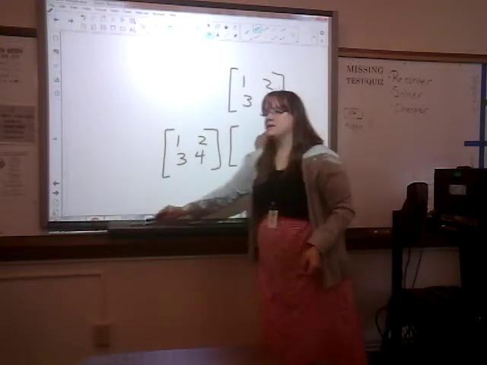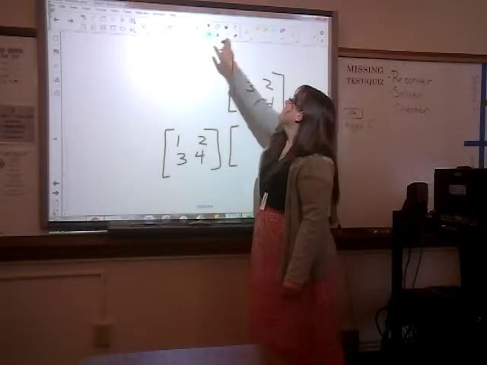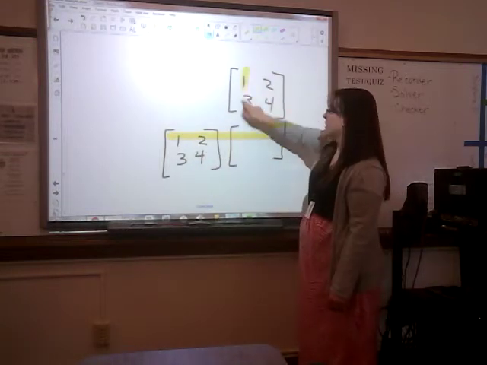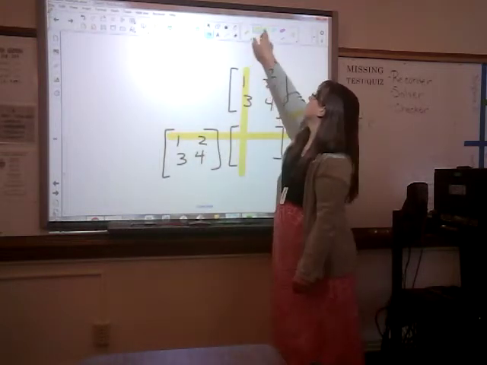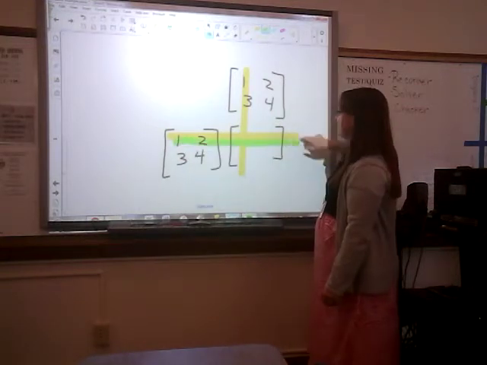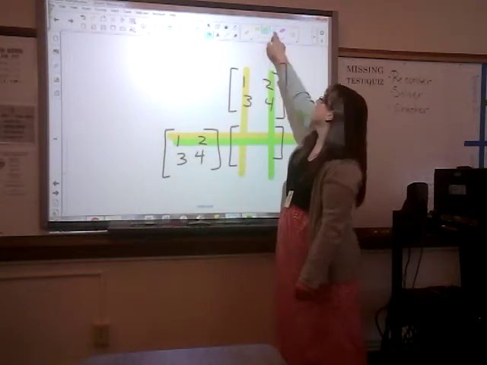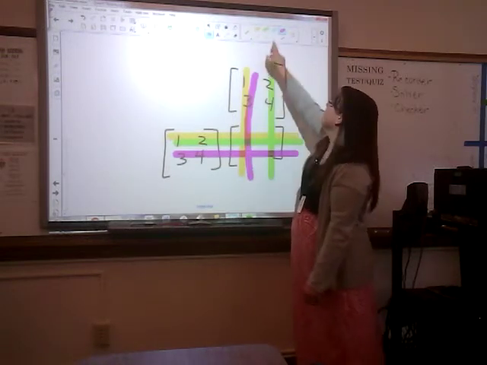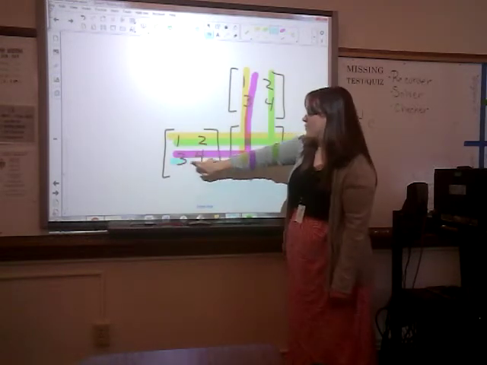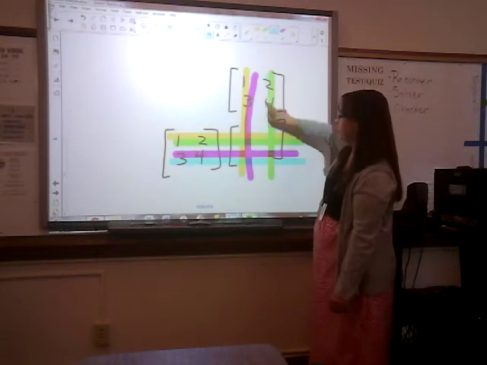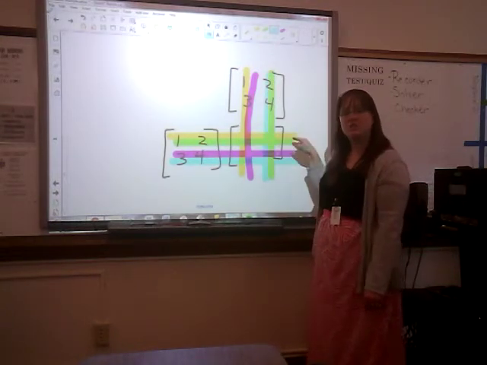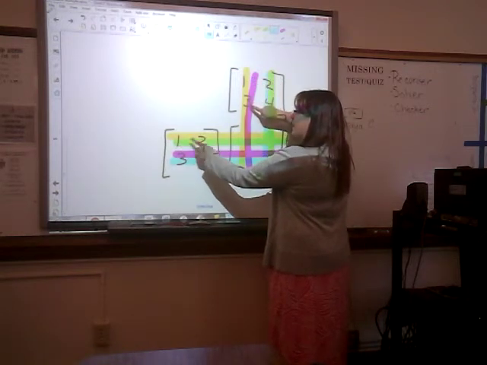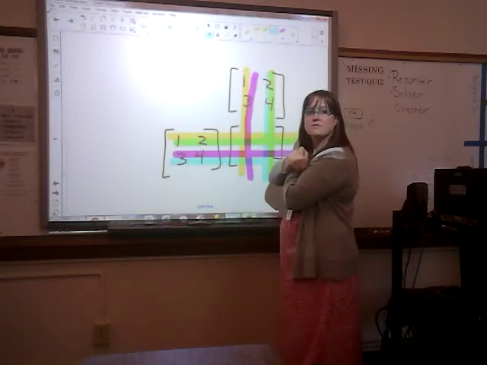Then when you highlight, it's going to be easy to see row 1, column 1, row 1, column 2, row 2, column 1, row 2, column 2. Then you know where each of your answers go. Start on the outside, multiply, multiply, add them together and put them here.